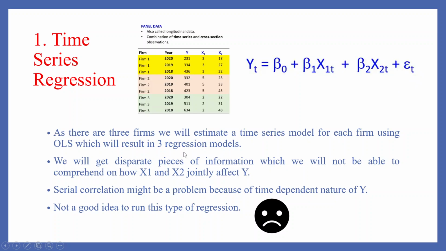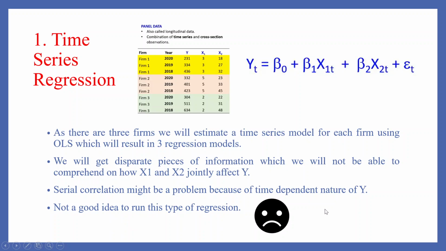Now, what is the problem which will occur? We will get disparate pieces of information, and we will not be able to comprehend how x1 and x2 jointly affect the y. Serial correlation might be a problem because of the time dependent nature of y. Not a good idea to run this type of regression.